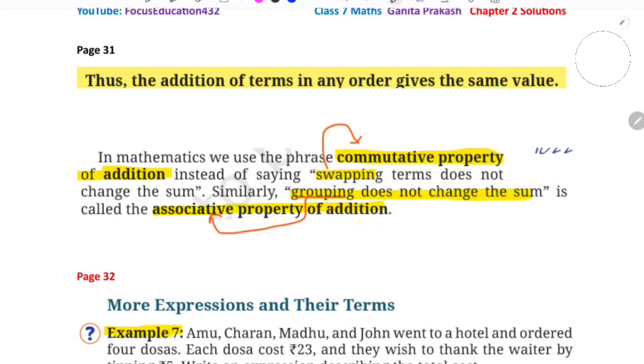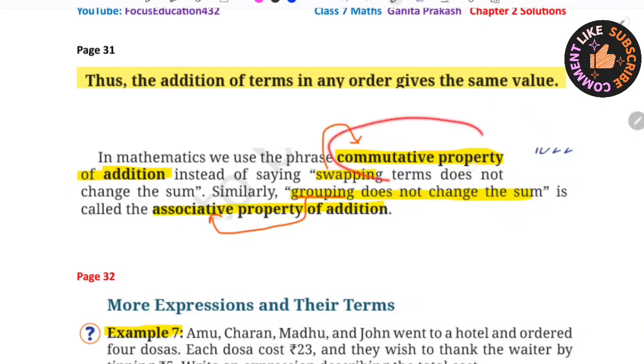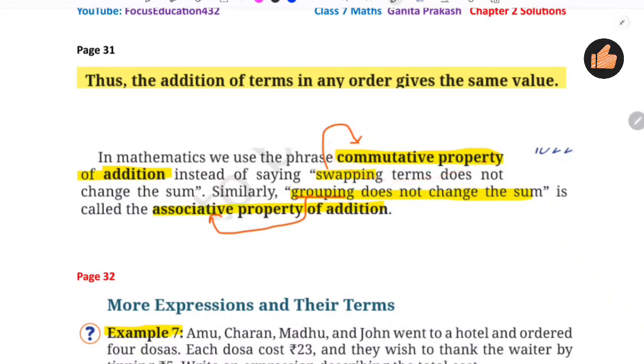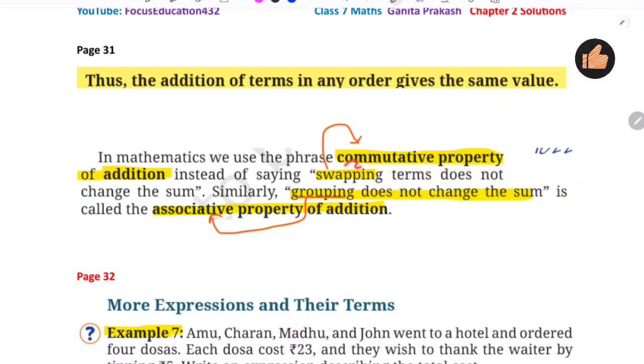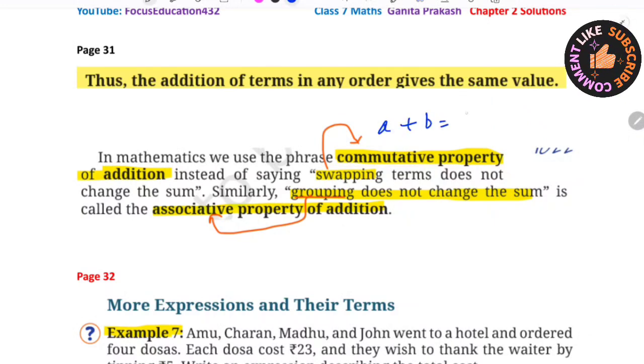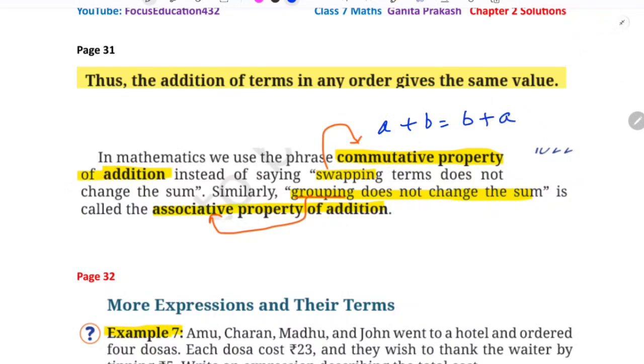Now coming to a very important property, two properties rather, we are discussing here. One is the commutative property. Commutative property means swapping does not change the value. In simple terms, A plus B is equal to B plus A. Swapping does not change. You have to remember very clearly: A plus B equals B plus A, no change.